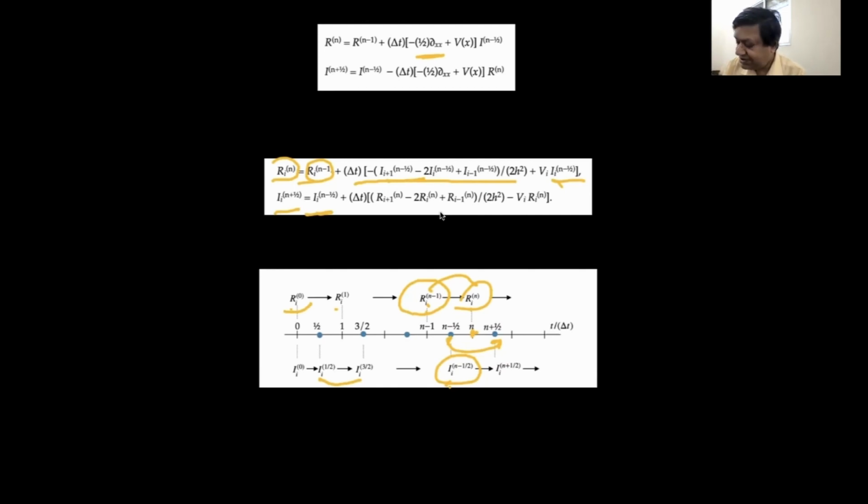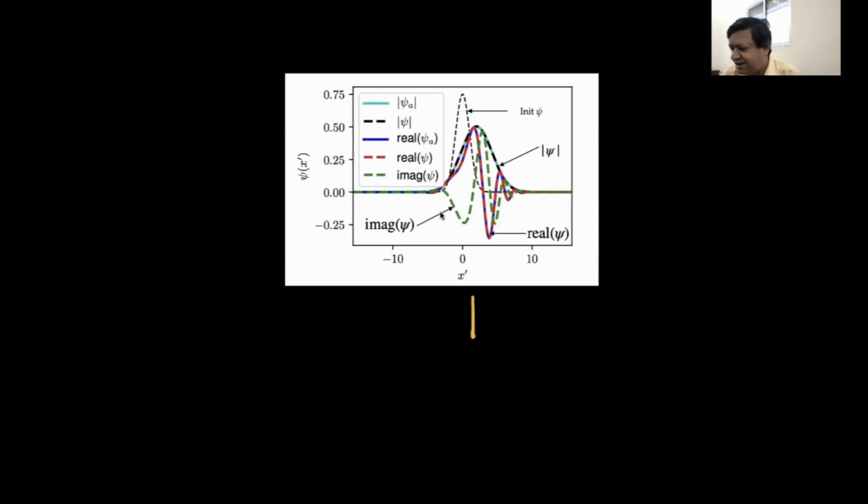Of course, there is a problem at going from 0. So we are given the real part and imaginary part at t equals 0. So how do I get half? So the first point you can just compute by Euler method for the imaginary part. Okay, and this method is quite accurate. It's nice.